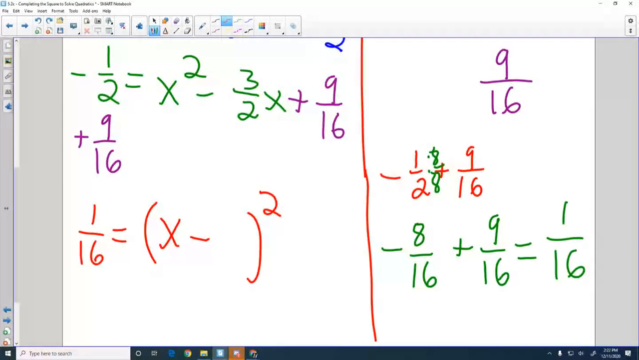Perfect. 3/4. Nate, that was awesome. Good job, Nate. Remember, the number that goes in there is always half of b. b was 3/2. Half of b was 3/4. You just doubled the denominator.